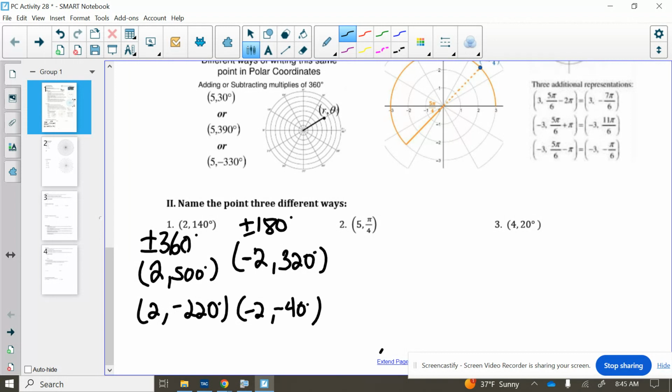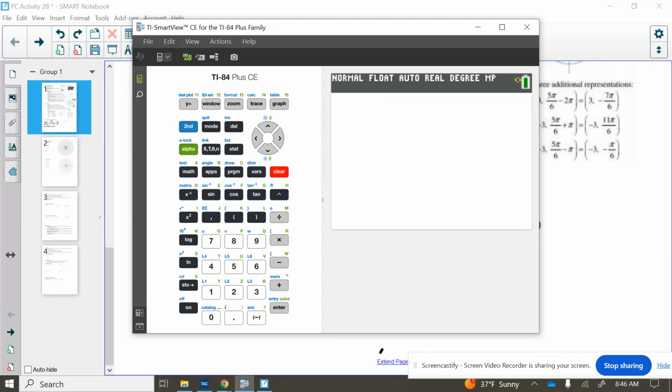Same idea with radians. You can add or subtract 2 pi, and that's going to give us some values that are coterminal, in the same spot. So if we add 2 pi to 1 pi over 4, in our calculators we often don't put that pi button, we would just say plus 2 or minus 2.